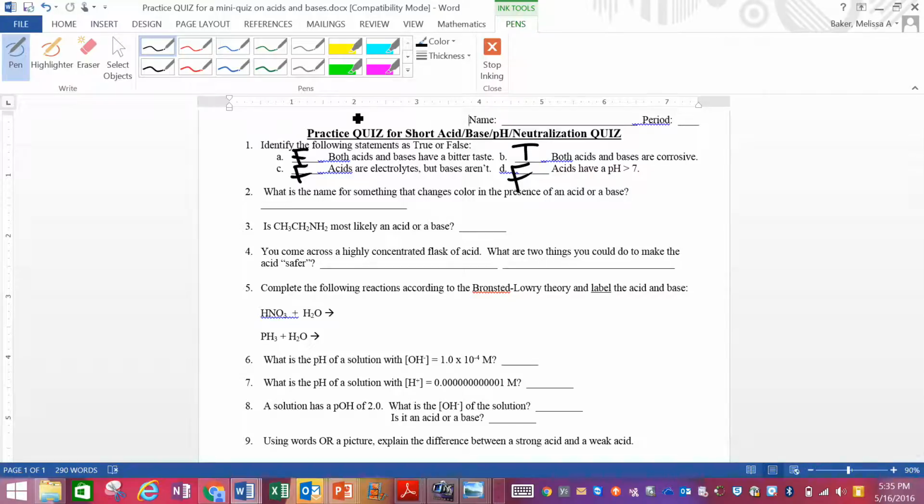What's the name for something that changes color in the presence of an acid or a base? That's an indicator, like phenolphthalein, universal indicator, pH paper, cabbage juice.